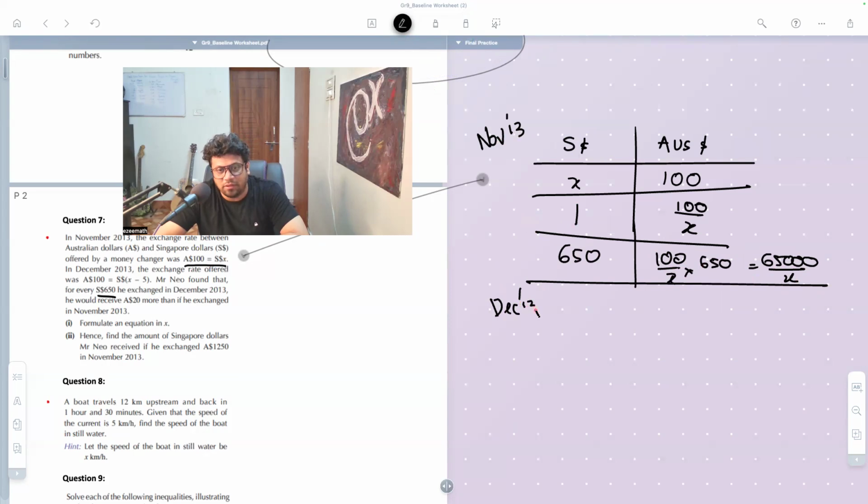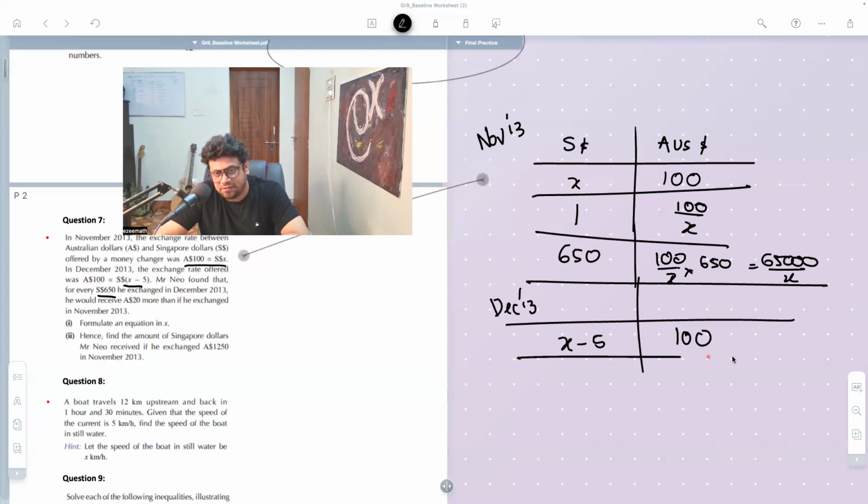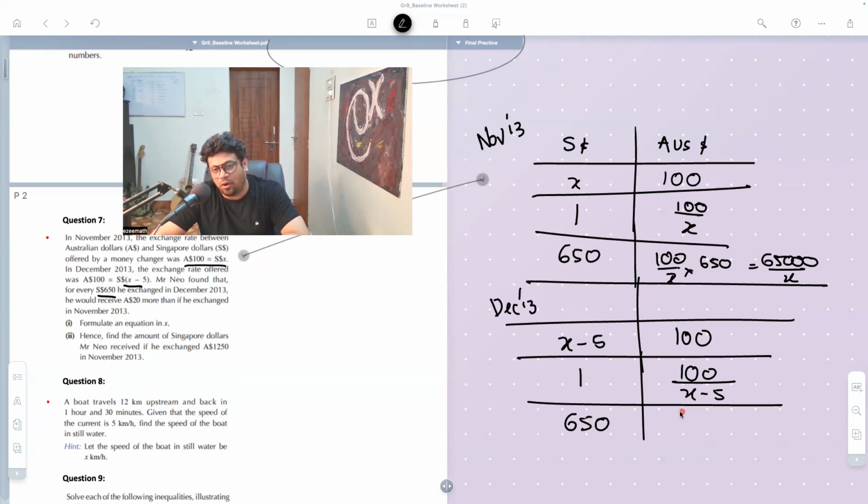Let's look at December. Exchange rates are different. The thing is, if you do X minus 5 Singapore dollars, you're going to get 100 Australian dollars. Well, in that case, 1 Singapore dollar is going to be 100 divided by X minus 5 Australian dollars. And then 650 Singapore dollars are going to be 65,000 divided by X minus 5 Australian dollars.